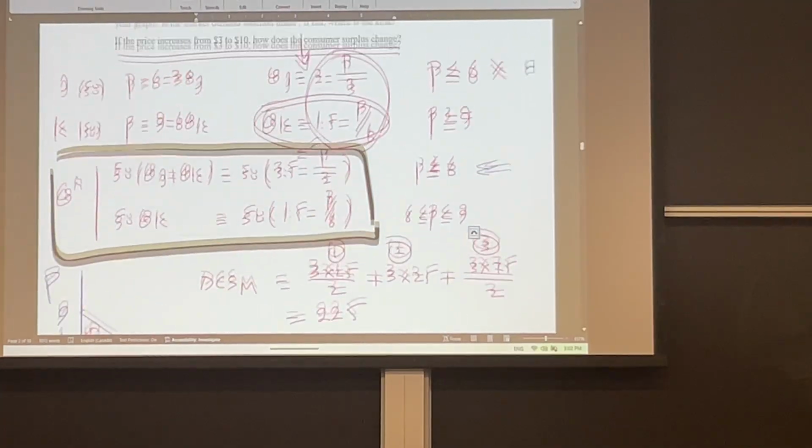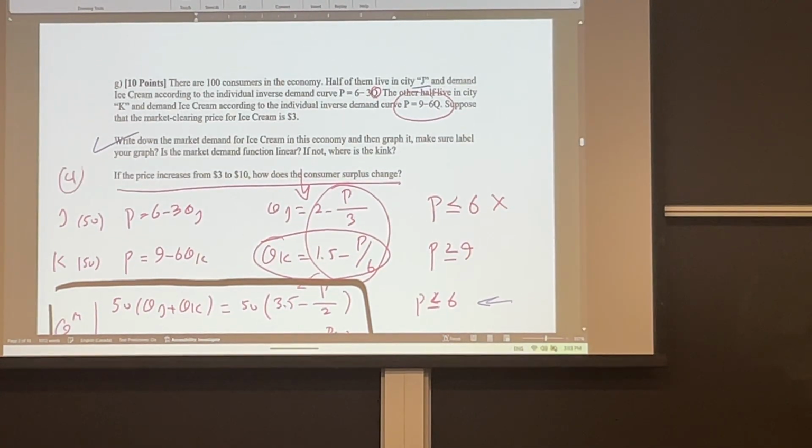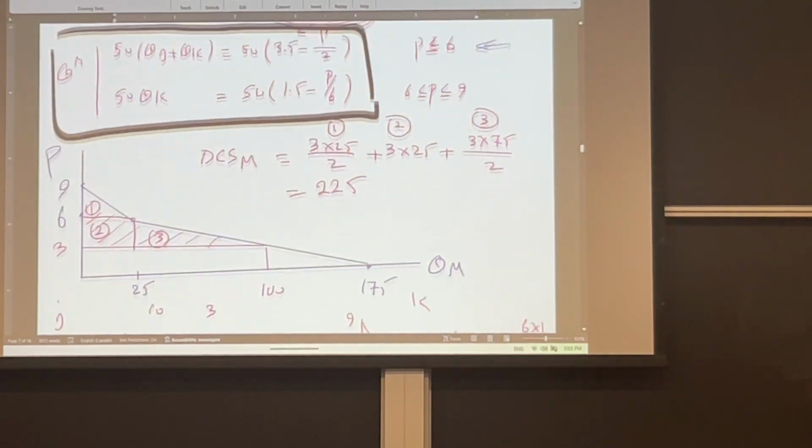This second part has 4 points. So be careful. If you try to do it using the graph, you may lose all 4 points. Right? Okay, that is this one.